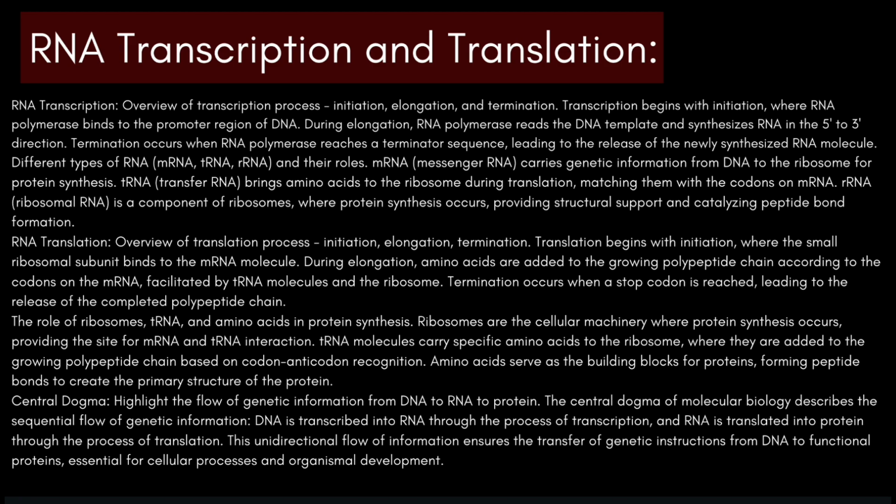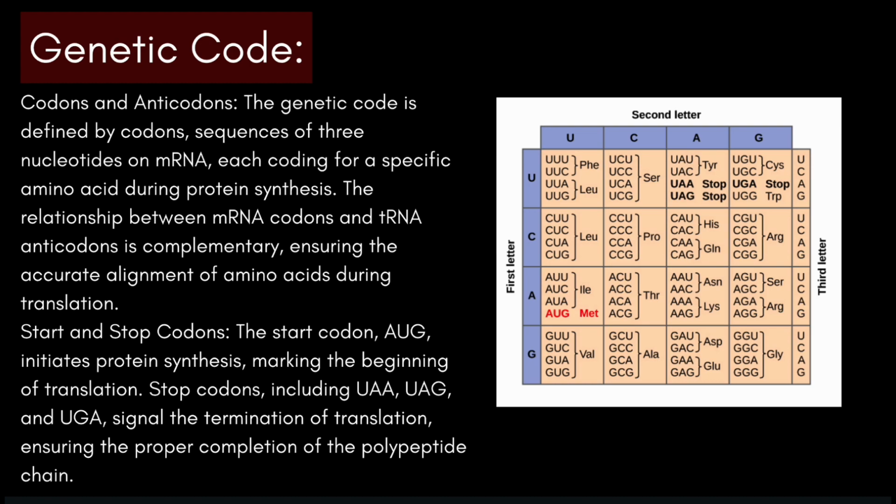the protein. Central dogma: highlight the flow of genetic information from DNA to RNA to protein. The central dogma of molecular biology describes the sequential flow of genetic information. DNA is transcribed into RNA through the process of transcription, and RNA is translated into protein through the process of translation. The unidirectional flow of information ensures the transfer of genetic instructions from DNA to functional proteins, essential for cellular processes and organismal development. A lot to take in there, but moving on.